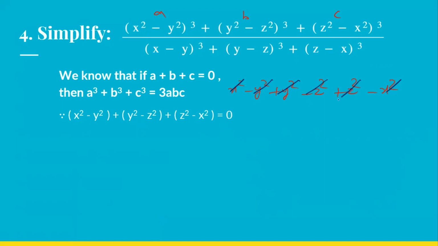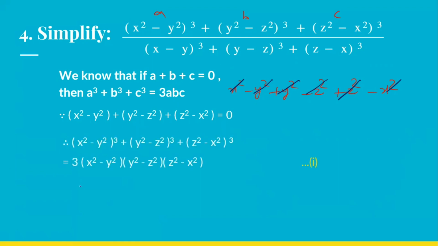Minus z square plus z square is 0. So this is how you get the addition of the numerator. When you are adding, a plus b plus c is equal to 0. Therefore, you get a cube plus b cube plus c cube is equal to 3abc, that is 3 into a into b into c.